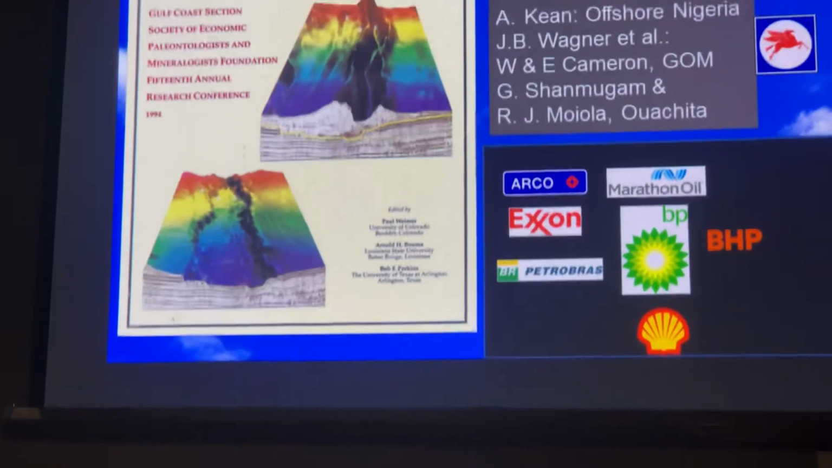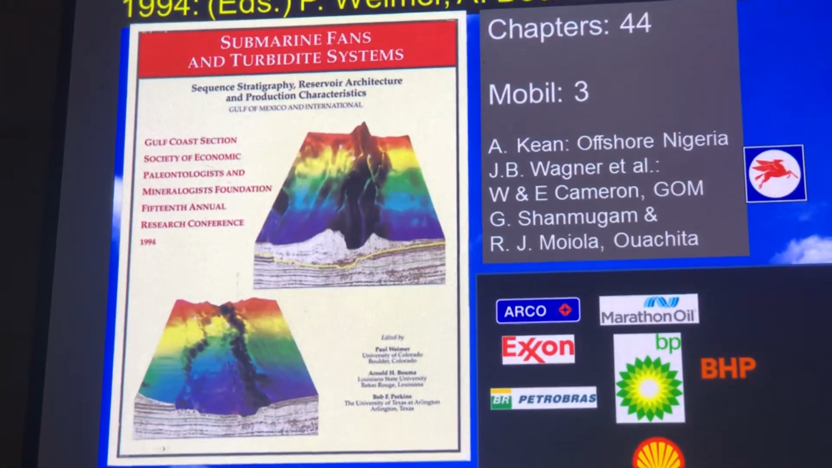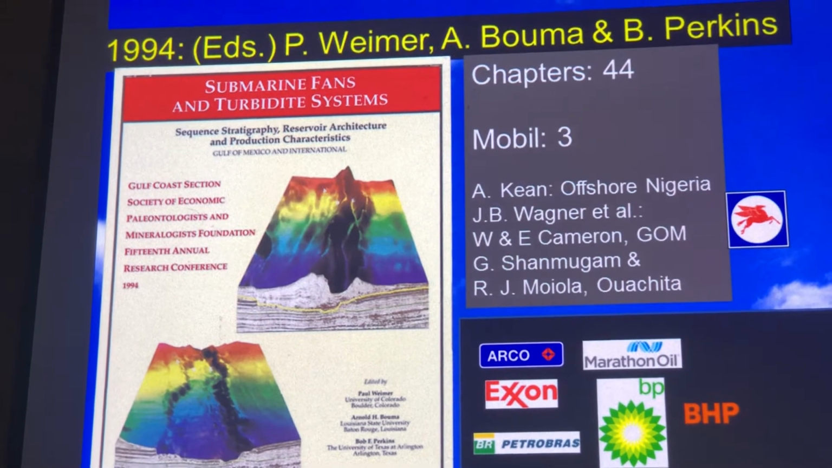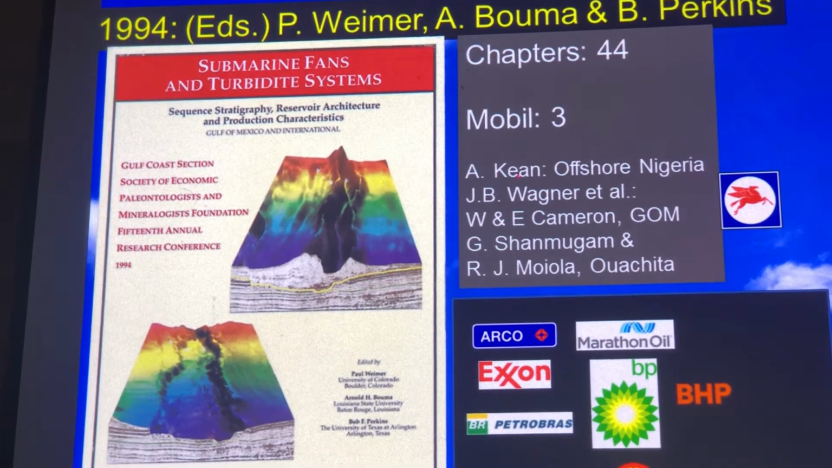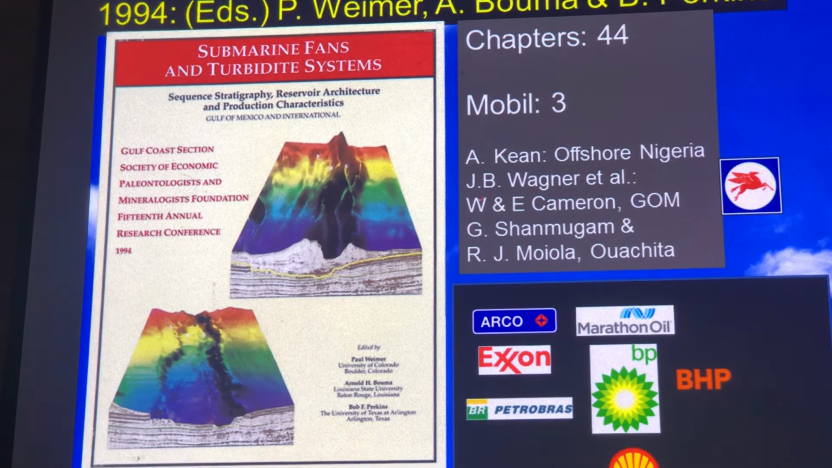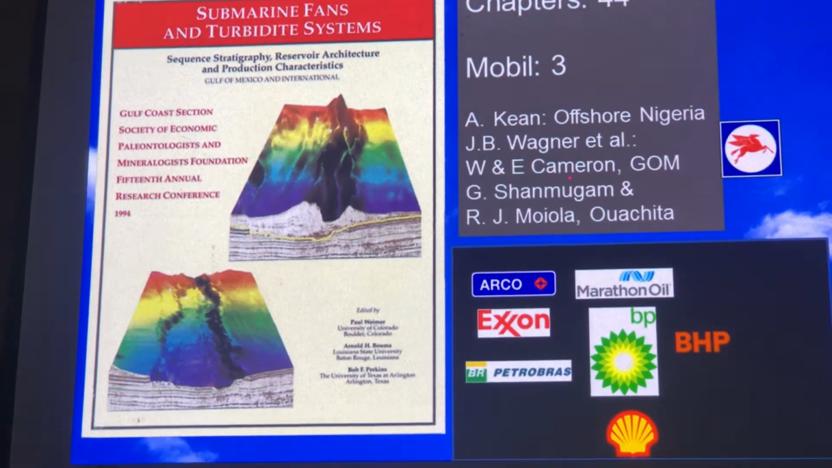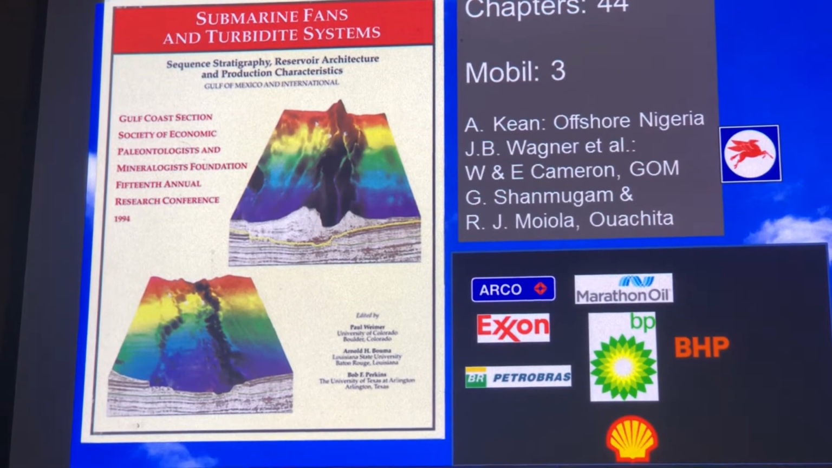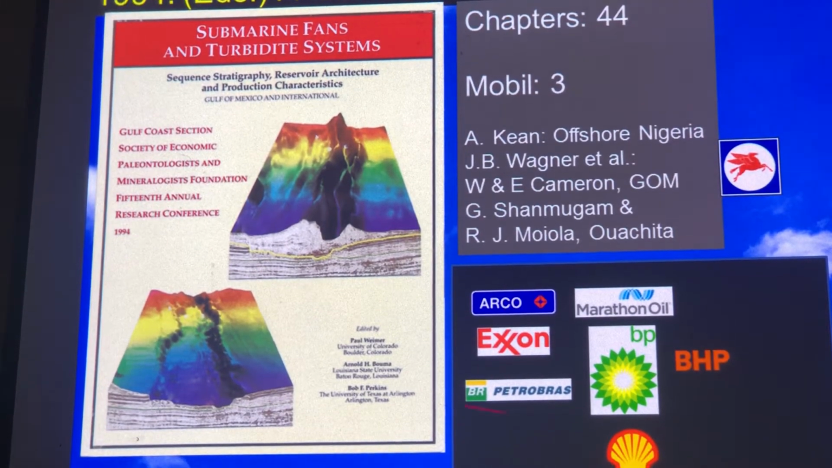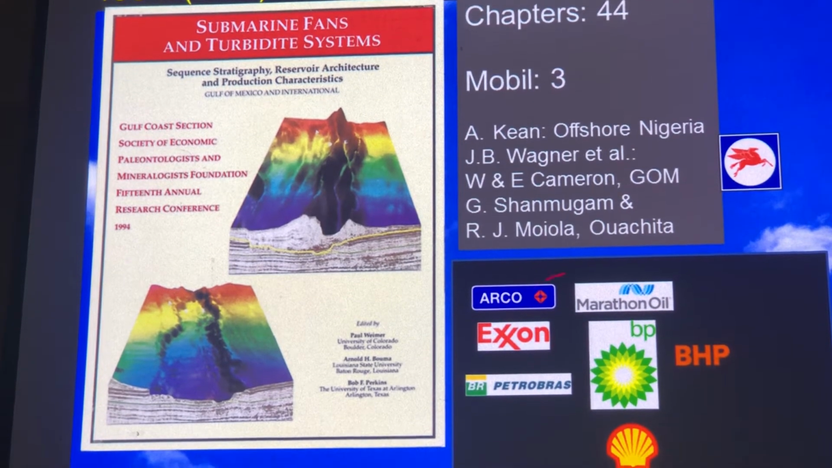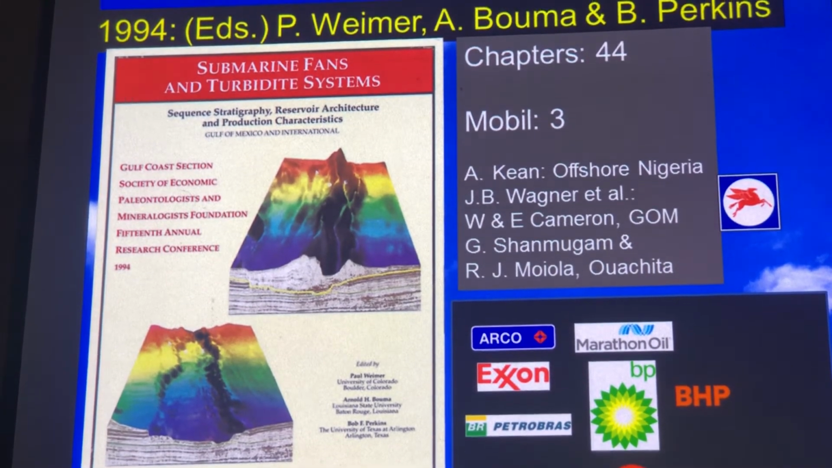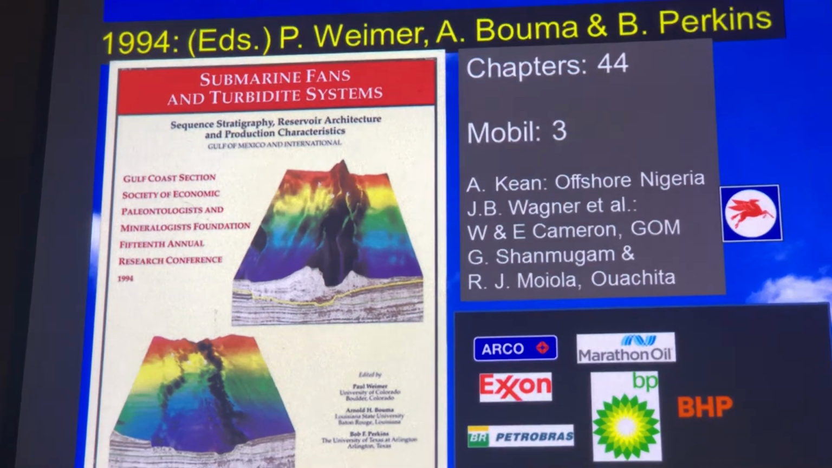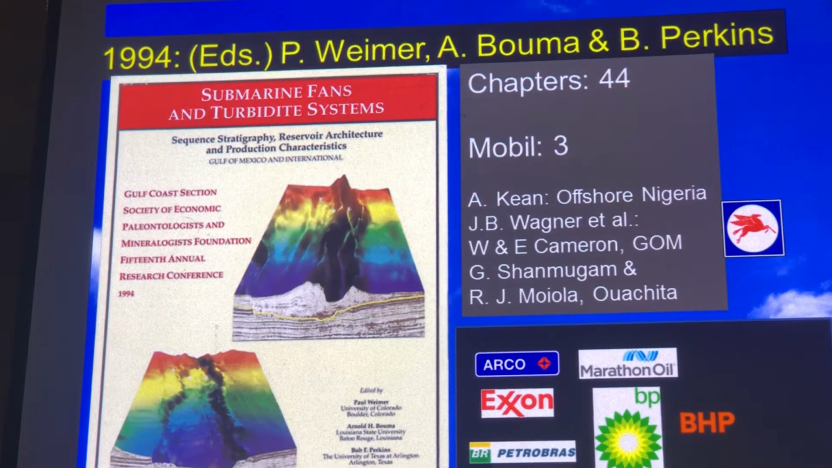The other book was edited by Weimer, Bouma, and Perkins. It came out in '94. This has 3 chapters by Mobil people, one by Alan Keane, offshore Nigeria, John Wagner on the Kamerun in the Gulf of Mexico, and myself on the Ouachita flysch. These are the other companies that contributed to this volume. This is essentially a case study, a large collection of case studies.